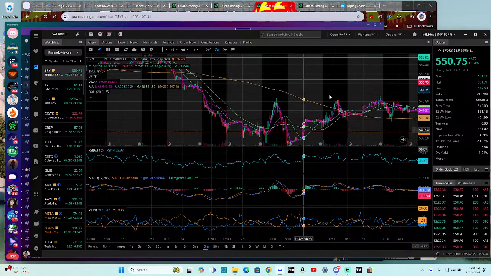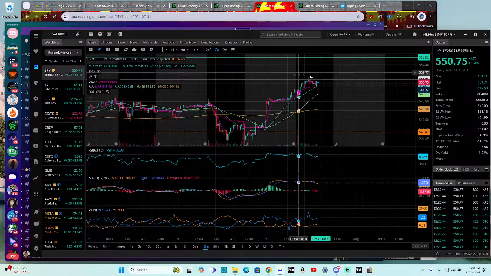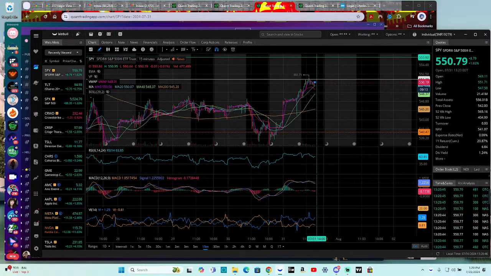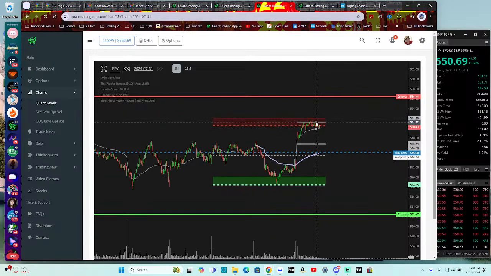Broke it, retested it, came back down. Now we're revisiting it, touched it. That's a level, and that's telling us this is an important level for it. Now we're going to the quant, and it's telling us the same thing. Important level, and the VWAP underneath could be an important level. So we have some information that's saying this is the top.